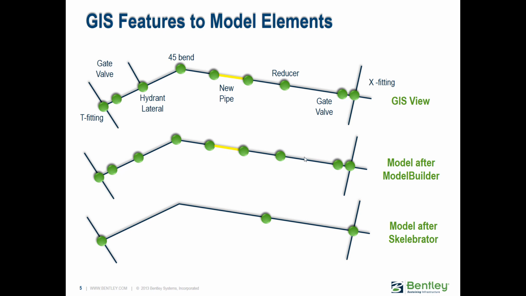The middle section here is maybe the model after you build it with ModelBuilder. It has a lot of extra detail that you may not necessarily need for a transient simulation. The bottom diagram is an example of that same model after you simplify it a bit. You remove some of the unnecessary detail whilst keeping it hydraulically equivalent. We will talk about Scalabrator, which is a tool for simplifying models. That'll be the next lecture.